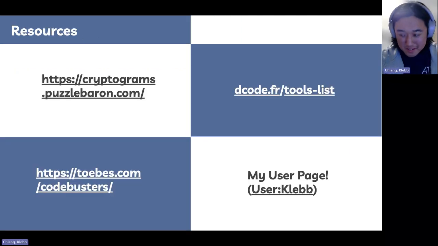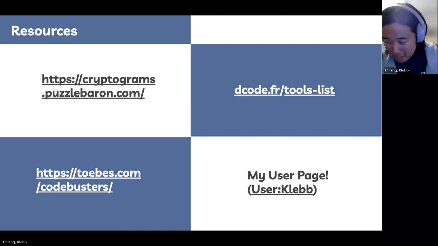All right, resources. We made it. Let's go. Okay, so I'm linking Cryptogram's Puzzle Baron here. It's great. Tobez, which is the main site that most people use to generate or make tests. Decode is my favorite resource for information about the ciphers themselves. Personally, decode.fr/tools list. If you get the French website for some reason, you might have to click around to find the English one. I think it should just take you there.